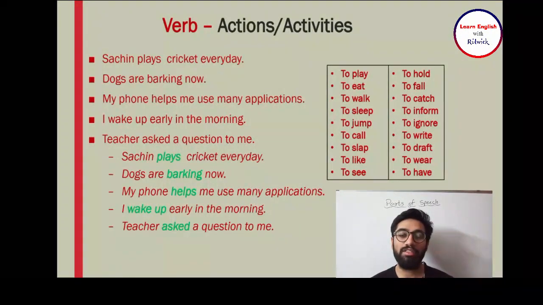The activity performed by the teacher was to ask. So in these 5 sentences, I have tried to use a variety of structures which talk about the past tense, present tense, and the continuous forms of the verbs. I hope that this topic is clear to you.